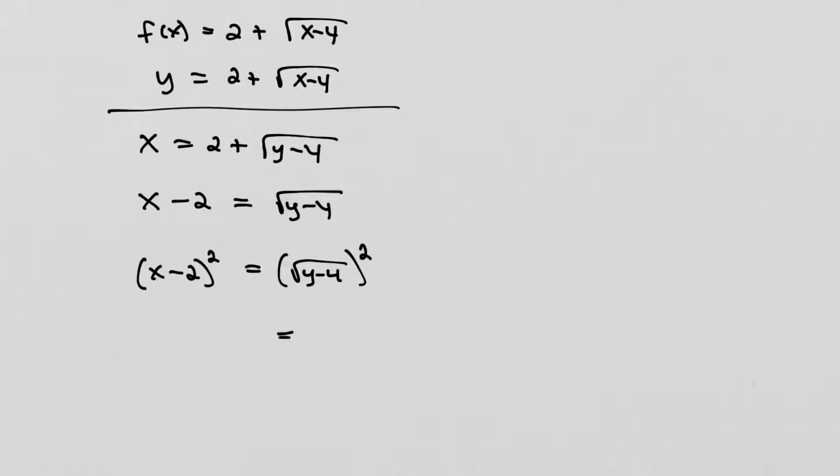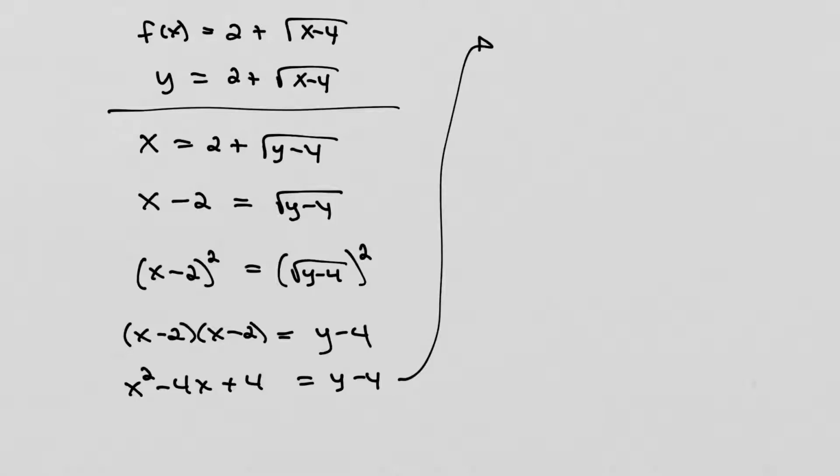Okay. And if we do that, then the right-hand side's easy. That's just going to be y minus 4. And the left-hand side, if you take x minus 2 and square it, it's just x minus 2 times x minus 2. Which, if we FOIL that out, gives me an x squared, a minus 4x, and a plus 4.